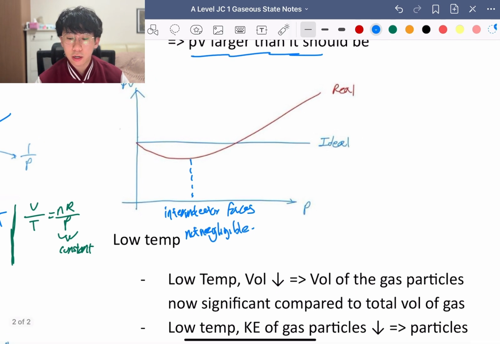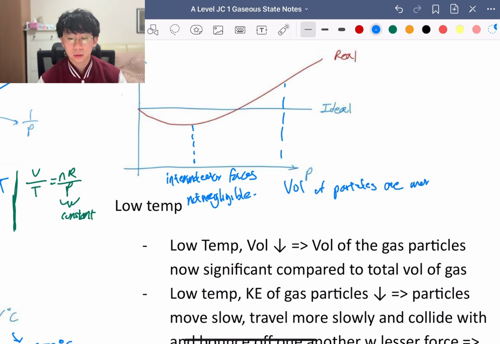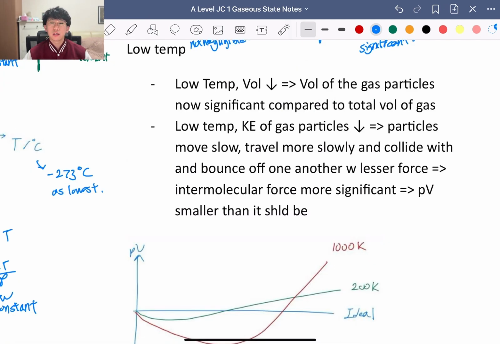Then there is this increase over here, and this is because as you increase pressure even more, the volume of your particles are more significant. So because of that, your V would be much higher, and therefore your real gas PV would be higher than the ideal gas. At lower temperatures, your gas molecules actually behave more ideally.